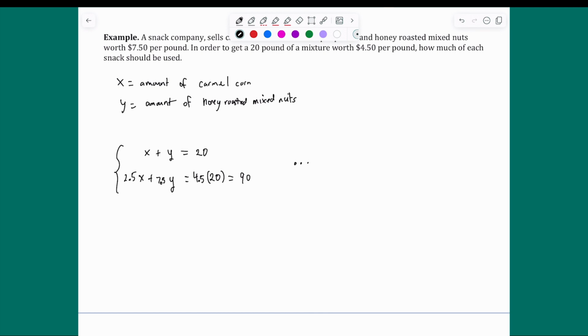And to solve that, you could use elimination or substitution, but you would get Y equals 8 and X equals 12, meaning you would have to use 12 pounds of caramel corn to add to the mixture, and 8 pounds of the honey roasted mixed nuts, so that you could sell the mixture for $4.50 per pound, and in this case 20 pounds worth.